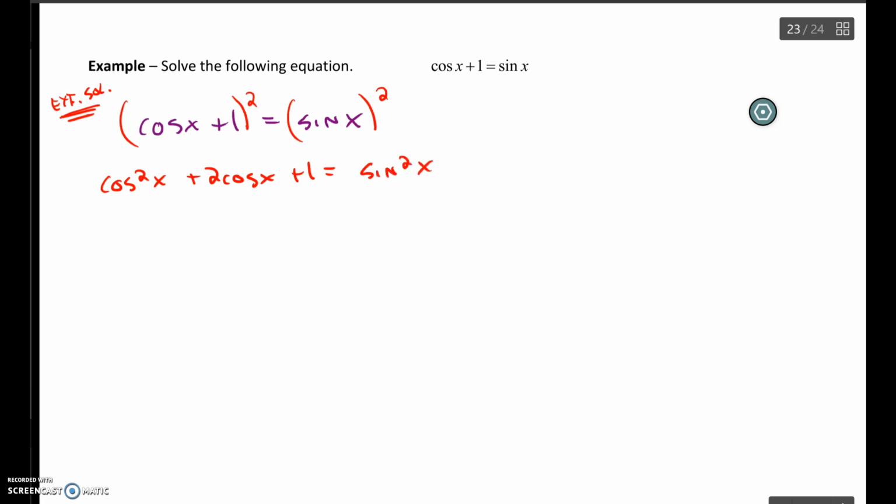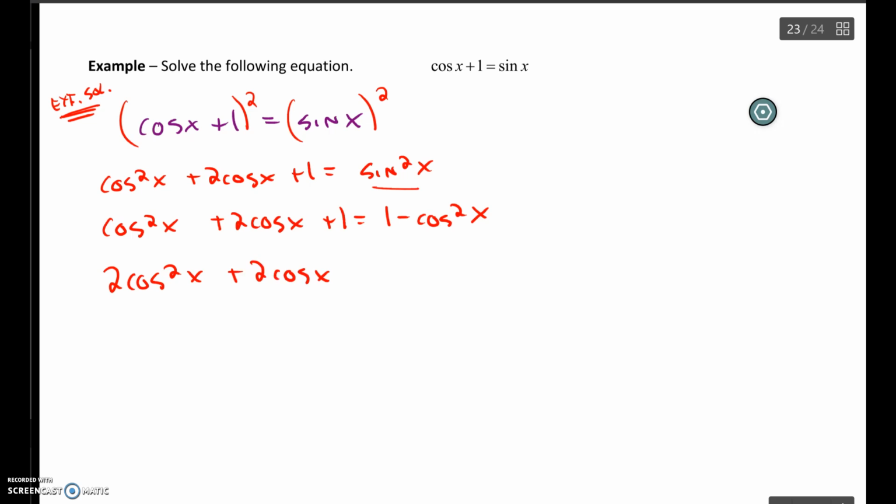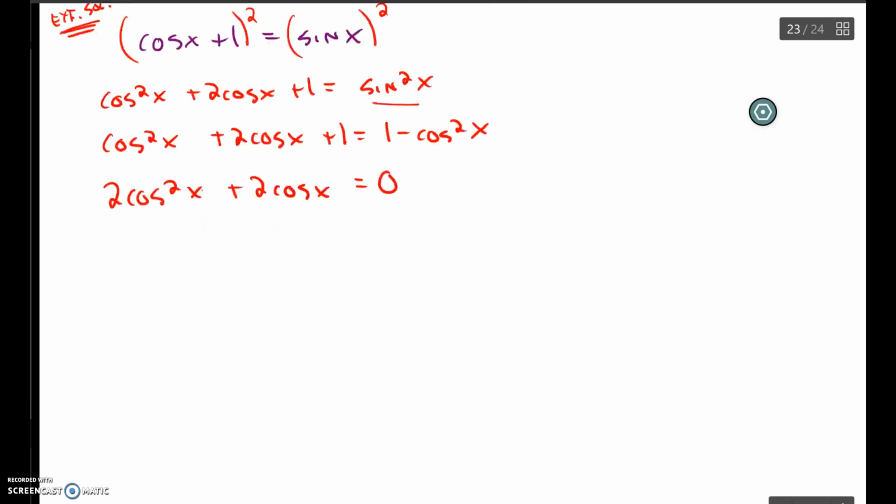So now I've got a cosine and cosine squared. Let's make this a cosine. Cosine squared x plus 2 cosine x plus 1 equals 1 minus cosine squared x. Collect everything on the same side. That's 2 cosine squared x plus 2 cosine x. The ones go away. Factor out a 2 cosine x, which leaves me with cosine x plus 1. Set this one equal to 0. Set this one equal to 0.